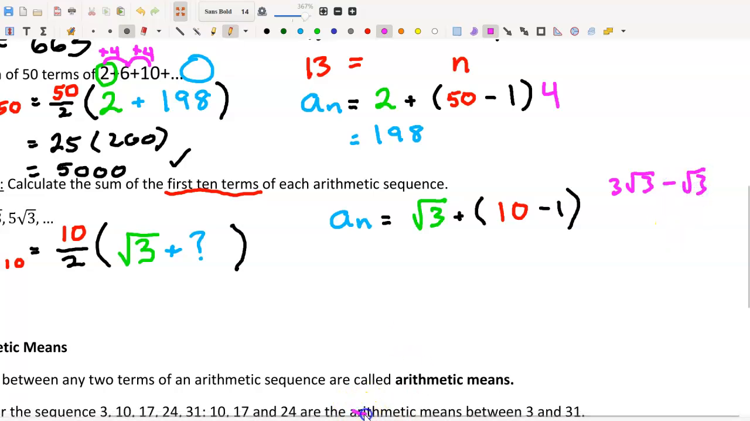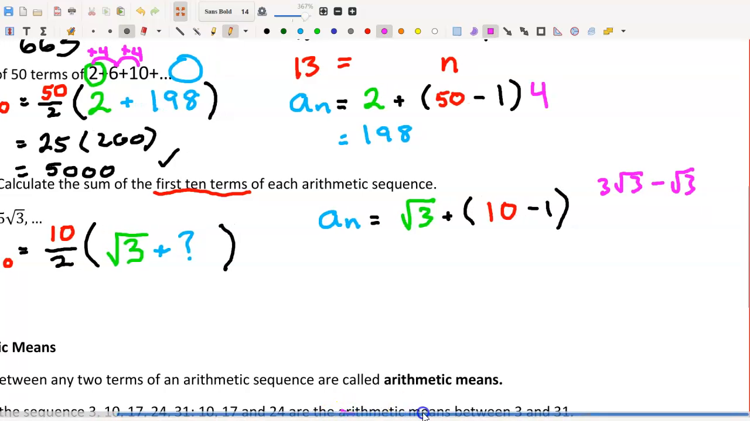If you're still kind of rusty on your radical or square root arithmetic, just remember this is the same as if I instead had an x instead of root 3. It's the same question as this. So what is 3x minus x? Right? That's just 2x. So 3 root 3 minus root 3 is just 2 root 3. So our difference here is just 2 root 3.